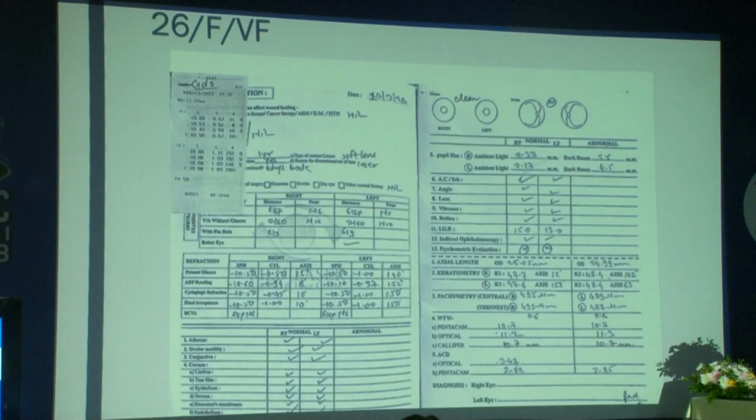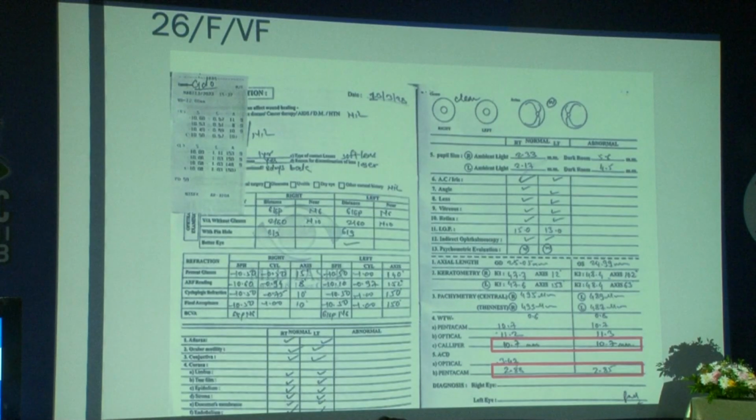This is another patient where I preferred to use the IPCL. The white to white was about 10.7 millimeters, and the ACD is about 2.88. So at least the ACD should be about ideally 3 millimeters.